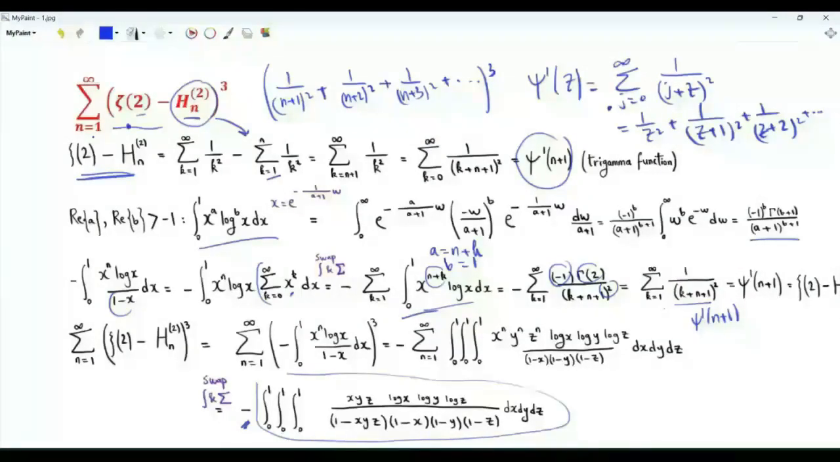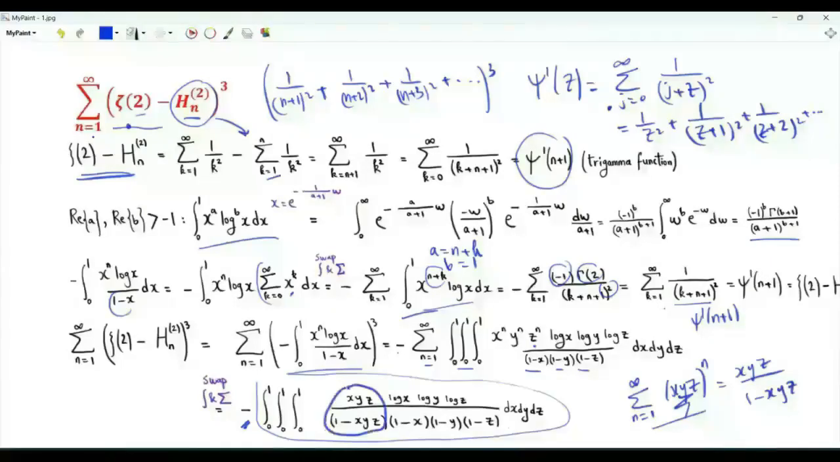The summand in the sum of interest is the cube of this integral, which is minus 1 times the triple integral x from 0 to 1, y from 0 to 1, z from 0 to 1, x to the n, y to the n, z to the n, log x log y log z, over 1 minus x, 1 minus y, 1 minus z. Interchanging the order of summation and integration, we have sum n from 1 to infinity, x, y, z to the power n. This product is less than 1 in magnitude. This is a convergent geometric series that is equal to x, y, z over 1 minus x, y, z. The value of this triple integral is minus the value of the sum of interest.